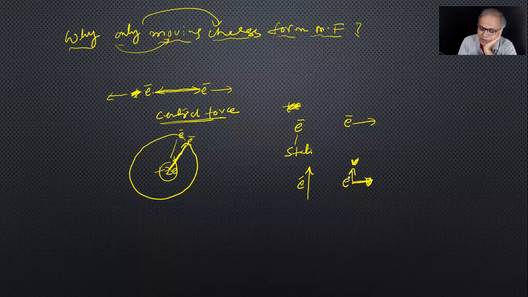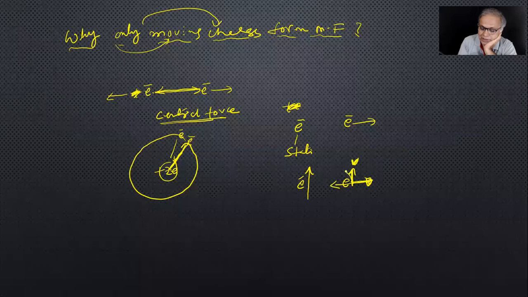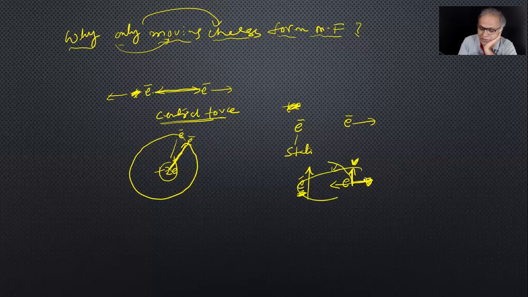People found that this force is always in a deflecting direction. For example, if the electron is going that way, this magnetic force will be this way, and like that it goes on deflecting the electron. If this electron was stationary here, no, let me say, it doesn't matter. I'll tell you.